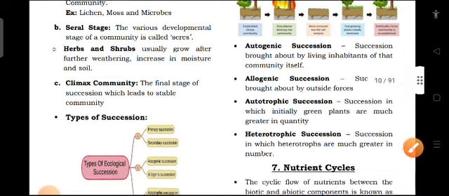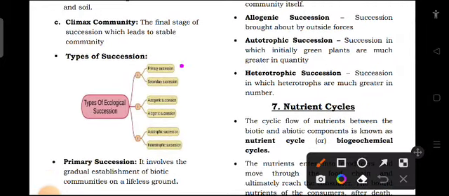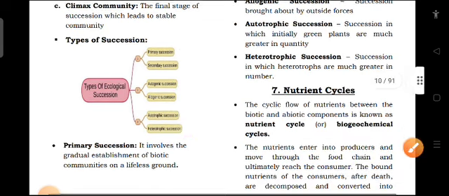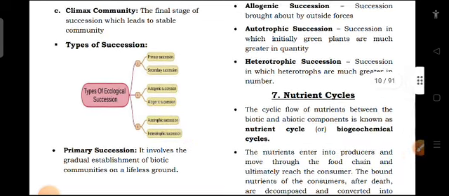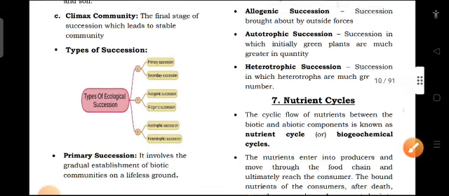So what are the types of succession? Types of ecological succession. First one, primary, secondary. Then autogenic, allogenic, autotrophic, heterotrophic. Now let us look into them one by one. First one, primary succession. Primary succession involves the gradual establishment of a biotic community on a lifeless ground. So here we will have the biotic community like plants, trees on the lifeless ground. This is primary succession.